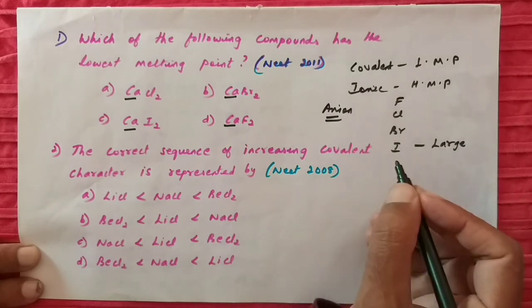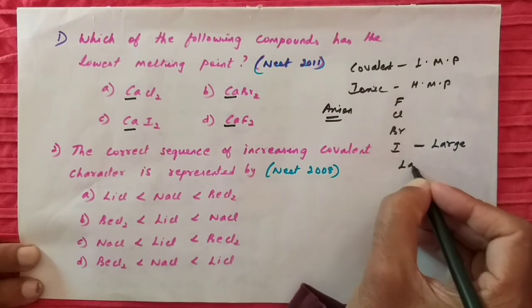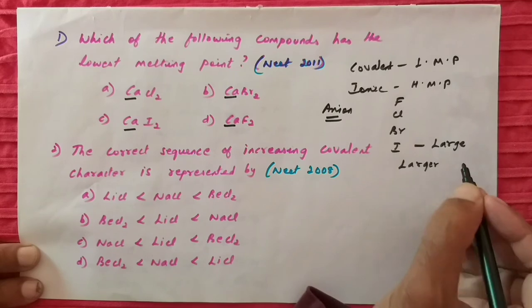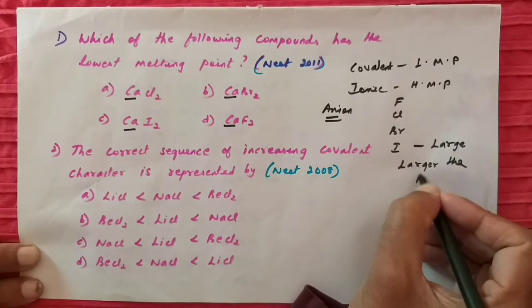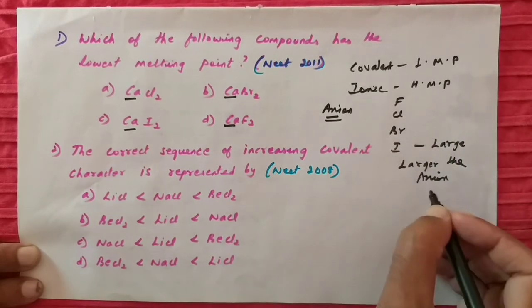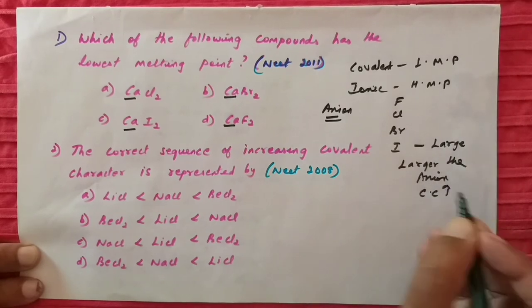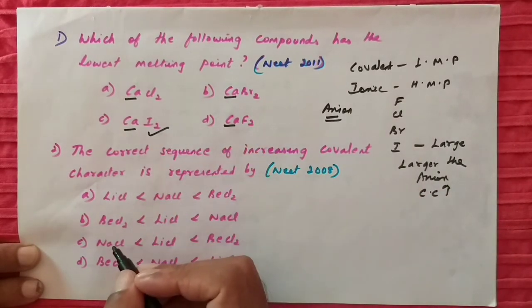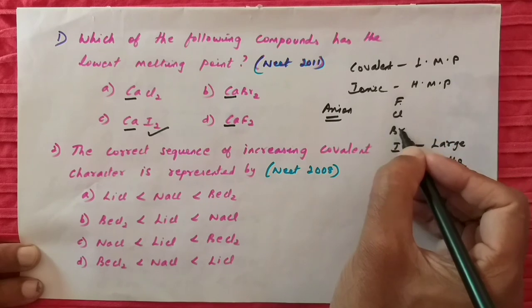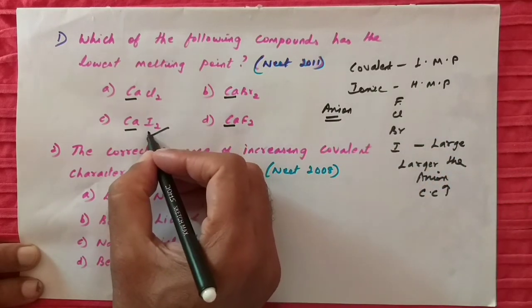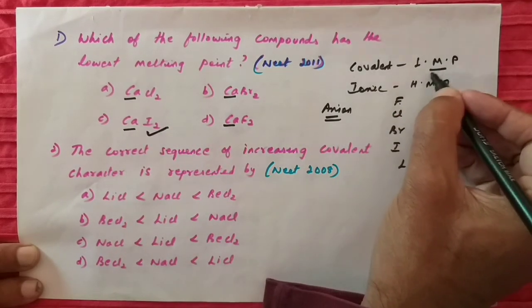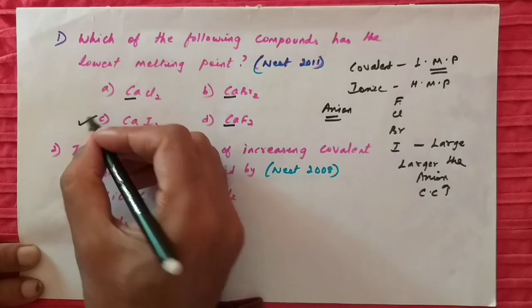We discussed just now that the larger the anion, the more will be the covalent character. So here the covalent character is maximum in the case of iodine, among fluorine, bromine and iodine. Because this has maximum covalent character, its melting point must be low. So the answer will be option C.